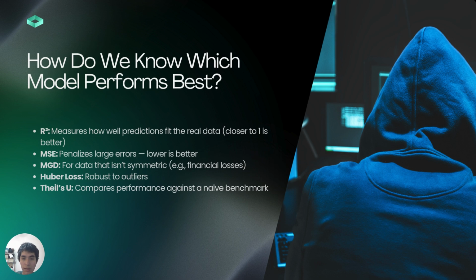Let's take a closer look at what each of these metrics means in plain terms. R squared tells us how well the model fits the actual data. Values closer to 1 indicate a good fit. MSE is more sensitive to large mistakes.